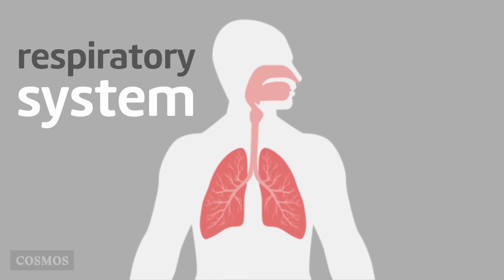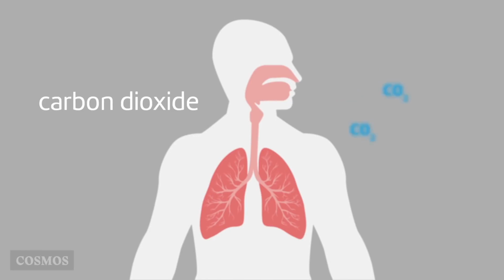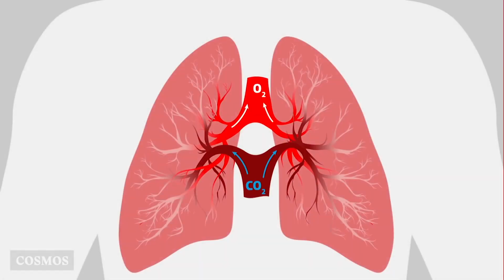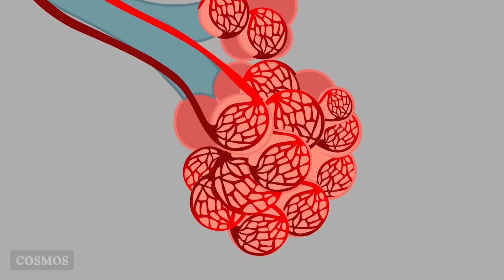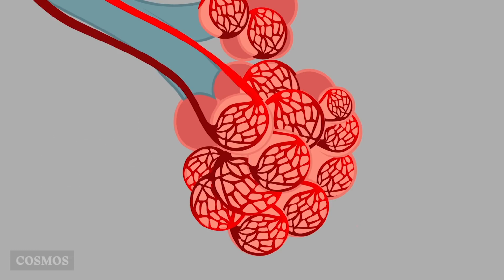The main function of the respiratory system is to provide the oxygen from out of the air and remove the carbon dioxide into the air. This takes place in the lungs, with the gases carried to and from the cells by the bloodstream. The exchange of gases between the blood and the air occurs in the alveoli, microscopic air sacs in the lungs that are surrounded by tiny blood vessels.